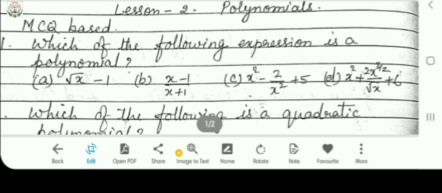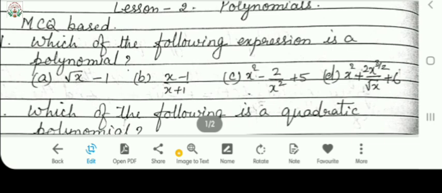First questions are based on MCQ 1. Which of the following expressions is a polynomial? See the options, and then you have to decide which is a polynomial. First one, you can see root x minus 1. A root means the power is half. So if the power of a variable is a fraction or negative, then it cannot be a polynomial. So here it is 1 upon 2, which is a fraction, so it cannot be a polynomial.